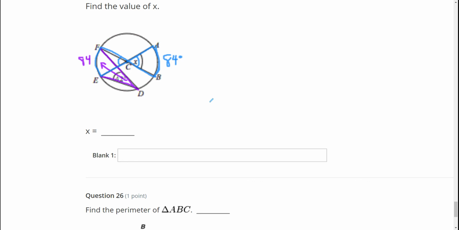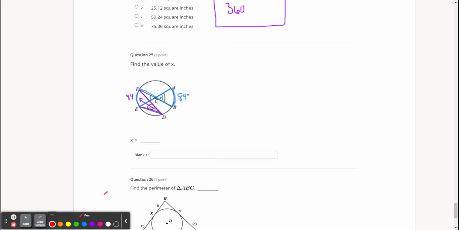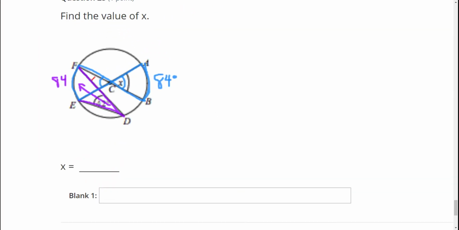Another way to look at it, because a lot of people do not see those vertical angles, is if you know it's a diameter, the diameter has to add up to 180, right? So you can find FA is 96. 84 and 96 make 180, and 96 and 84 make 180. So if you see the diameters instead of those vertical angles, that's another way to do it, okay?